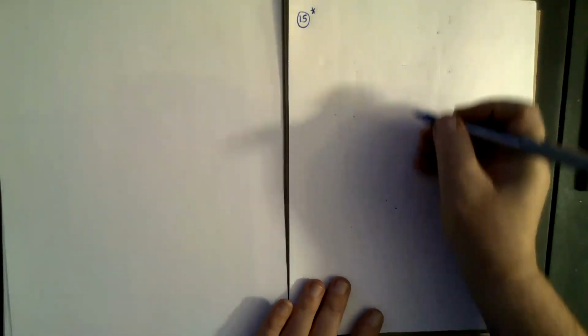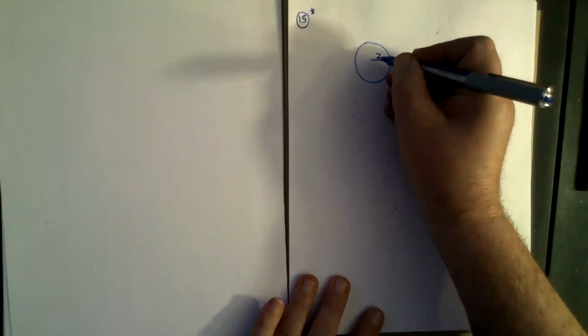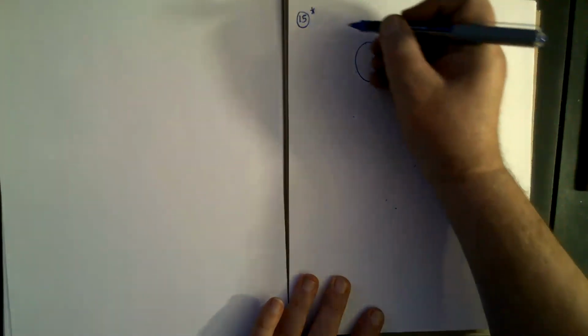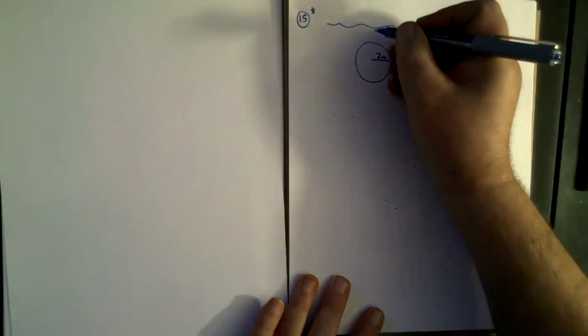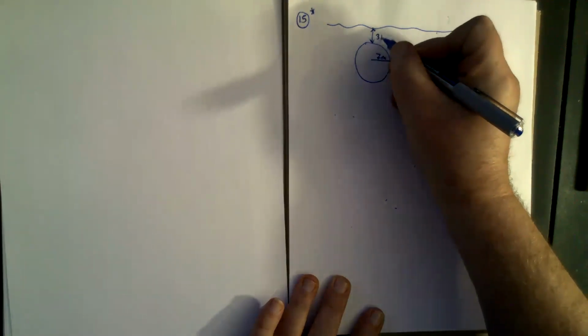What you have is a circular plate, radius 7 meters, underneath the surface, where that distance there is 3 meters.